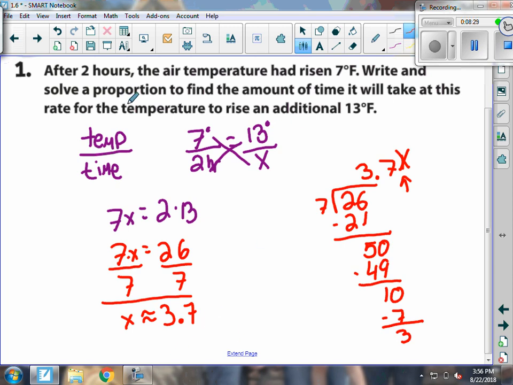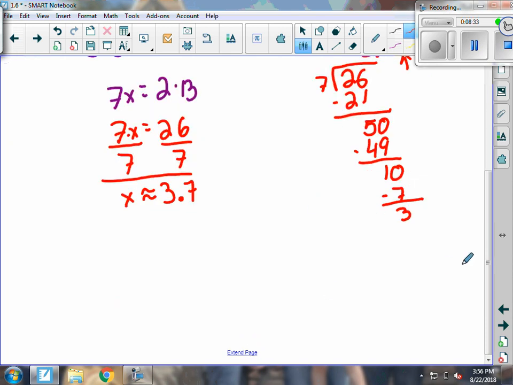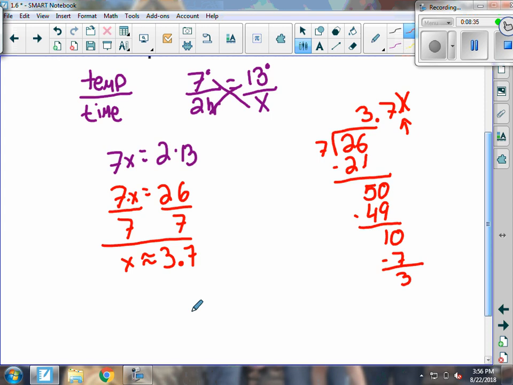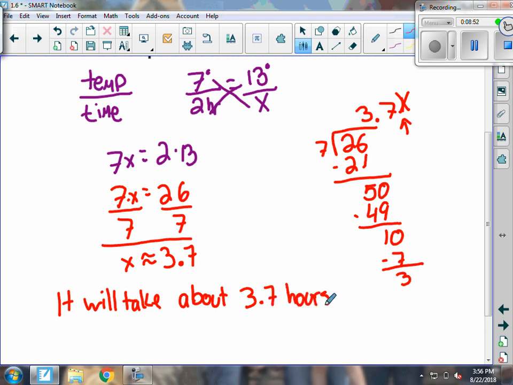So, they want to know how long it'll take for the temperature to rise an additional 13 degrees. It will take about, because we rounded, 3.7 hours. So there's my answer.